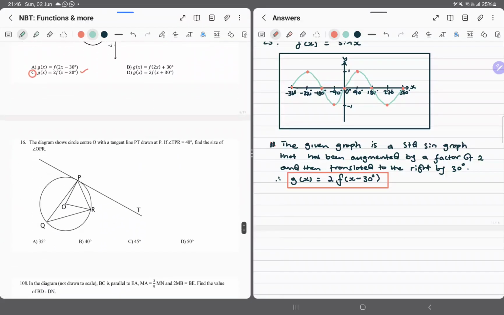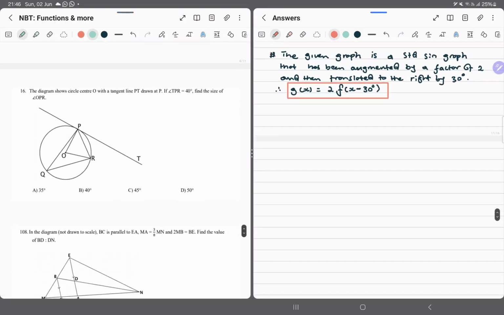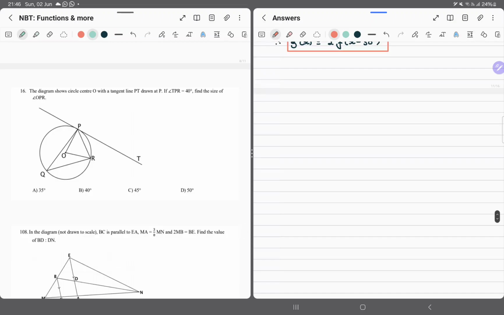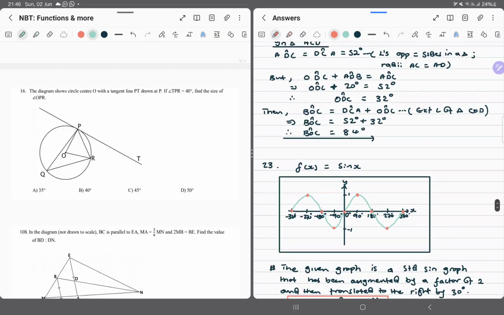Okay, let's move on, guys, before we spend more than is necessary on this question. Did I even pick an answer for these ones? I did not.